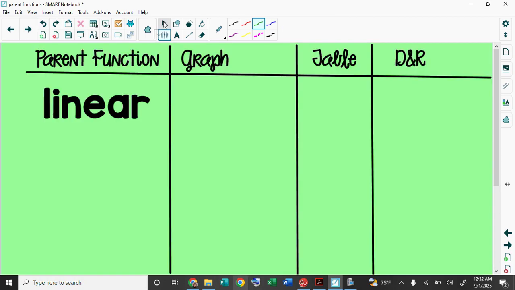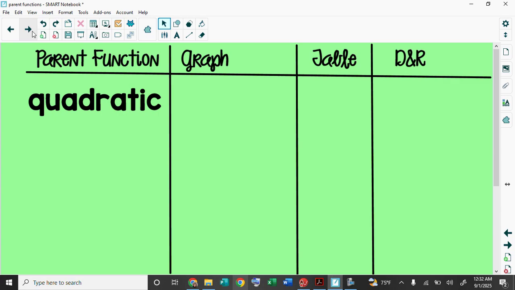So now we're on the next foldable, and in algebra there's going to be 3 parent functions that you're going to have to know and memorize. There's linear, there's quadratic, and there's exponential. You have never done quadratic or exponential, you've only done linear.